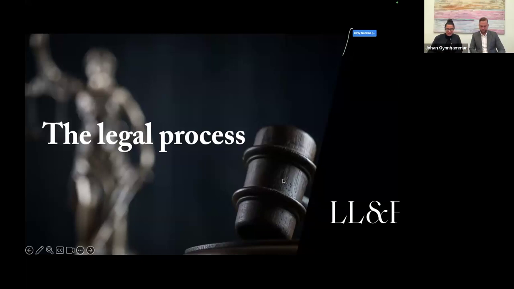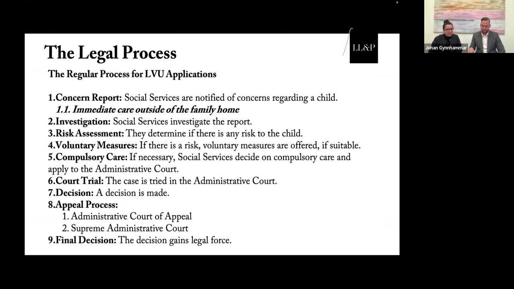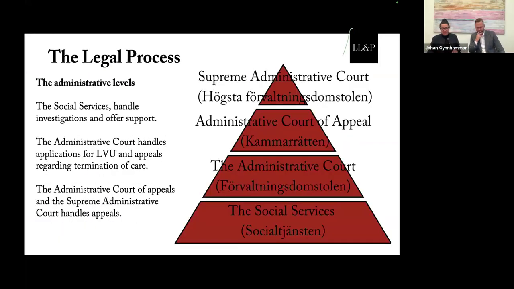And now we will take you through what the legal process in LVU looks like. And we can have the pyramid here, as you can see, to show you the administrative levels of how this works. So basically, at the bottom of this pyramid, you see the social services, socialtjänsten. The social services handle investigations. So basically, an LVU process always starts with the social services starting an investigation.